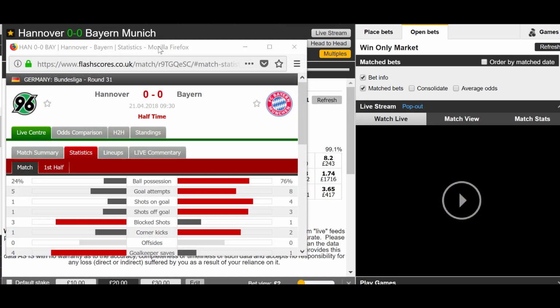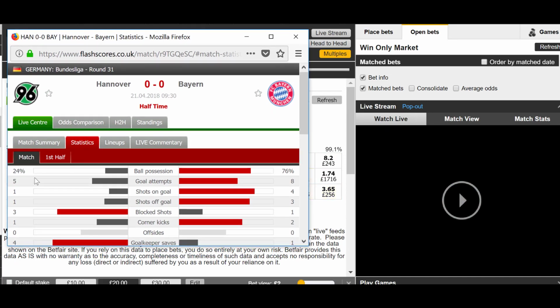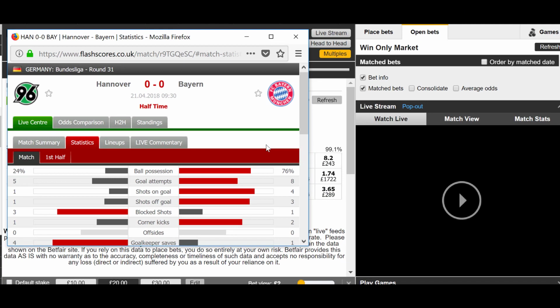In the end, this one was 0-0 at half time, so that means we have to cash out for a loss. But I just want to show you, Bayern Munich were absolutely dominant. 76% possession. They had 8 goal attempts, 4 on target. I really do not know how they didn't manage to score in that first half.